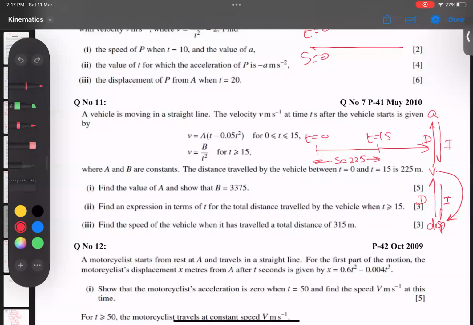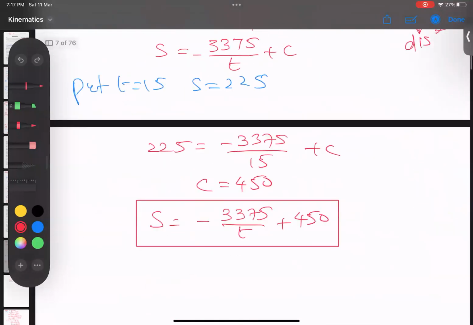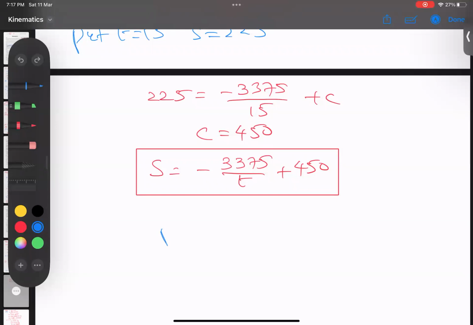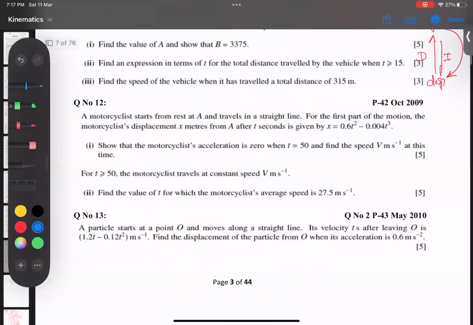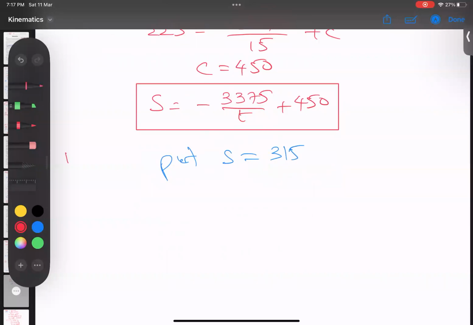Last part. Find the speed of the particle when it has travelled a total distance of 315. Very interesting. Find the speed of the particle when it has travelled total distance. It means the first distance is included. And luckily, when I said time is 15, s is 225, so the first distance is a part of the question now. So let's start. And what is the distance? 315 meters. So part number three starts from here.